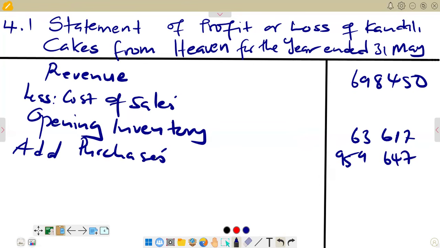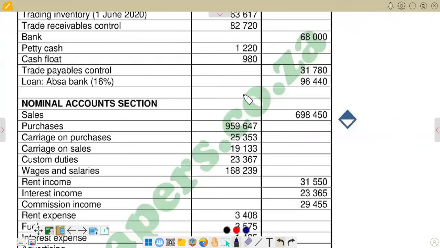And then after adding purchases, we check if we've got our carriage on purchases or our custom duties. So we can just go there to see if we have such. Remember, we are saying carriage on purchases and custom duties. So if you come here, you see that we have carriage on purchases here. And then we've got custom duties again, we've got them here. So we're just going to add them there beneath our purchases.